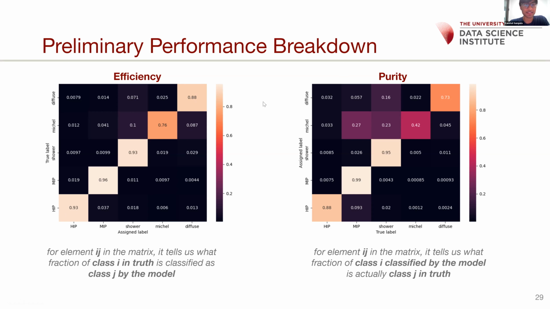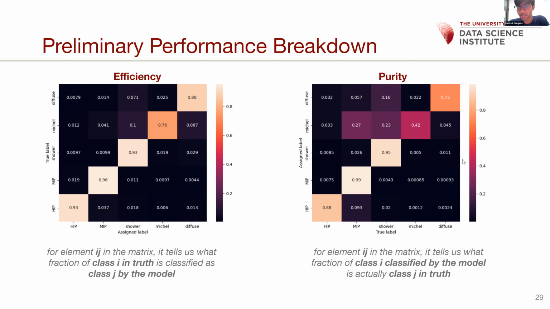But if you remember back to the dataset statistics, probably the largest reason for this is because they're so low in representation in the dataset. But basically to understand this matrix, we want the diagonal to be 1. And we can also consider the fact that here, our model classifies 10% of Michels in truth as actually showers. And then you can see the same thing here, where 8.7% of Michels in truth are actually classified as diffuse by the model.